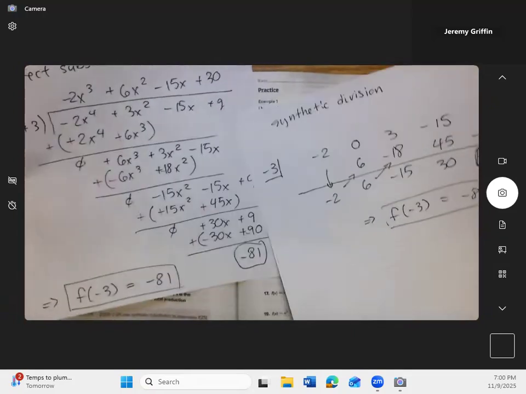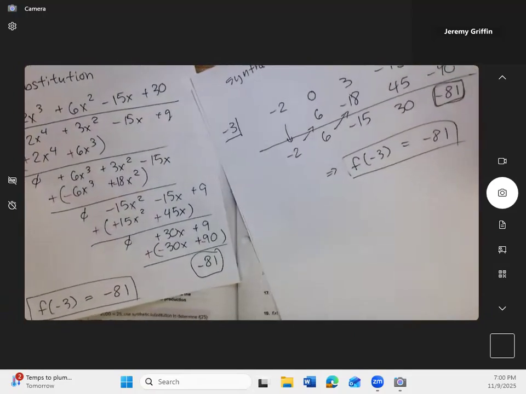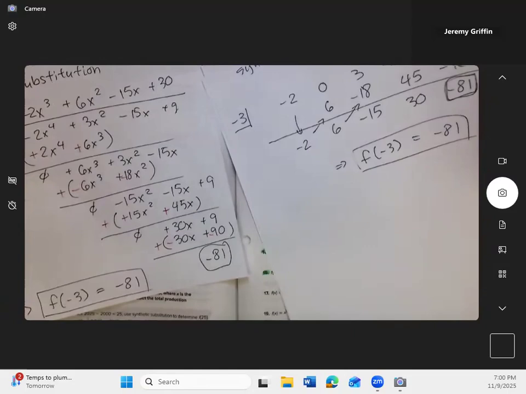It's the same thing. Let's put that side by side on the screen. Yeah, it's the same thing.